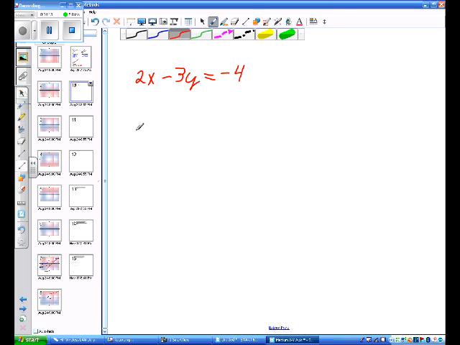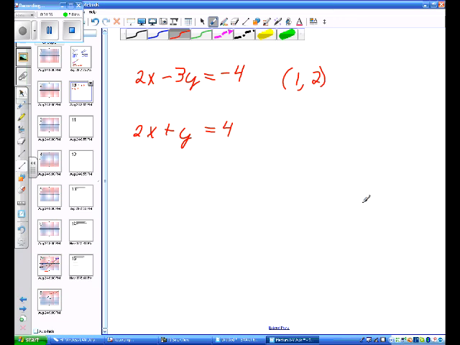and 2x plus y equals 4. Now what we would like to know is, is the point (1, 2) a solution?